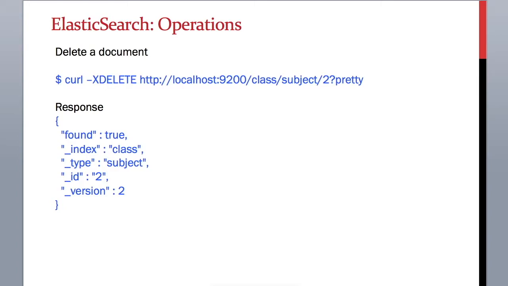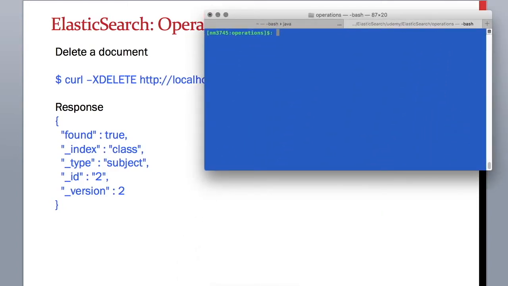Okay, so let's bring the terminal and we'll go to exercise 3. Here you have a document, delete doc. Let's open this. So here you can see the difference in the command. We are sending a delete command to Elasticsearch and asking it to delete document 2 from subject and class. Okay, and we want a response in pretty format. So let's run this.